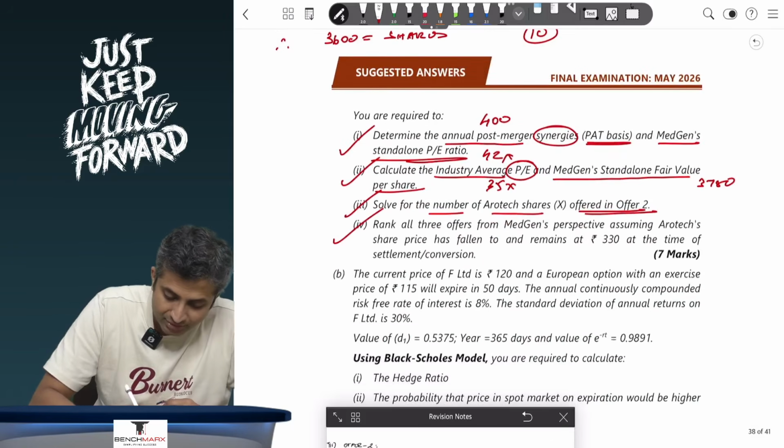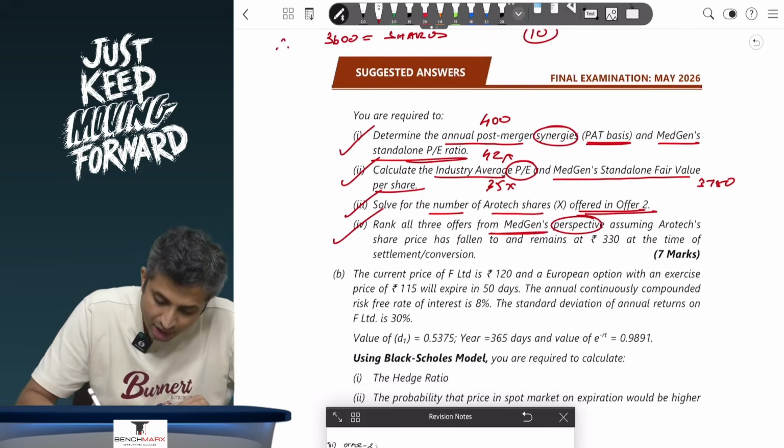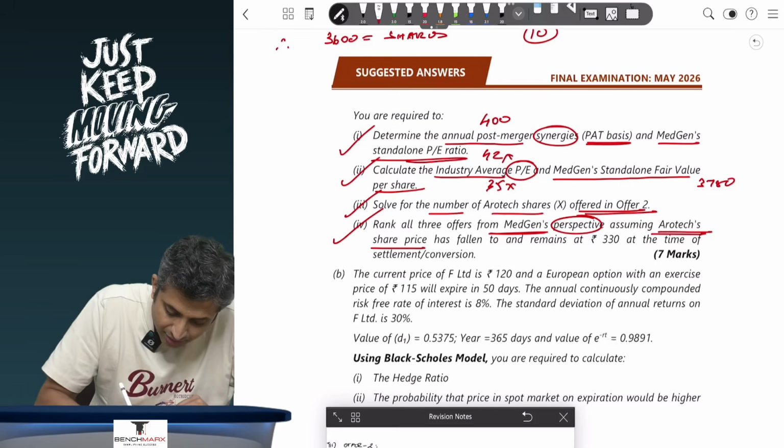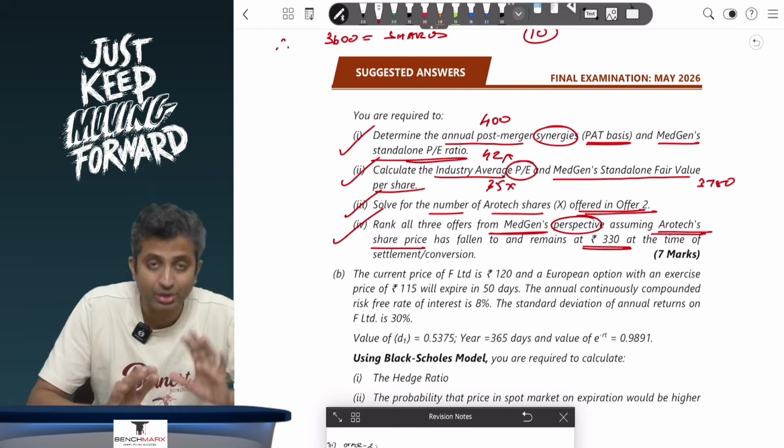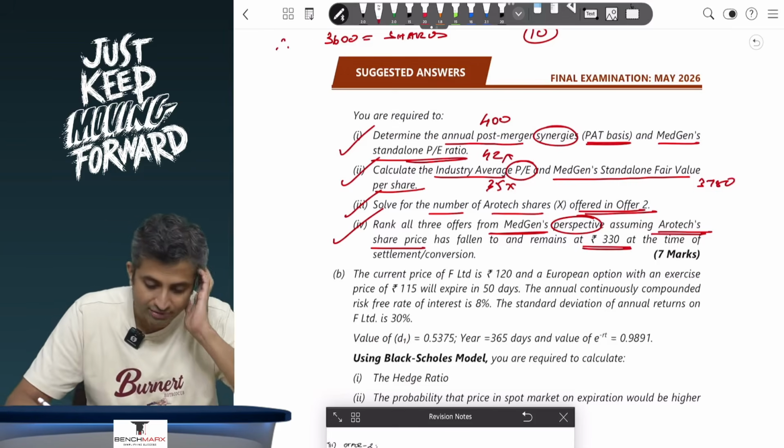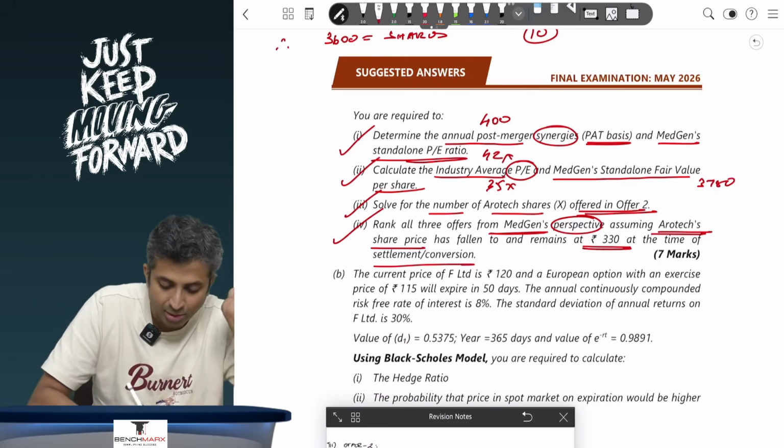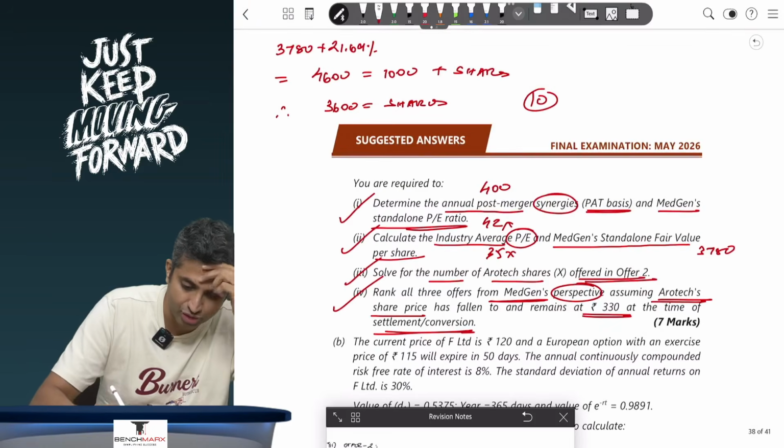Rank all of these offers from MedGen's perspective. MedGen is the target. Target will prefer the highest. Assuming Aerotech's share price had fallen and remains at 330. So now it is not 360. Now you have to do the evaluation based on 330 at the time of settlement or at the time of conversion, as the case may be.